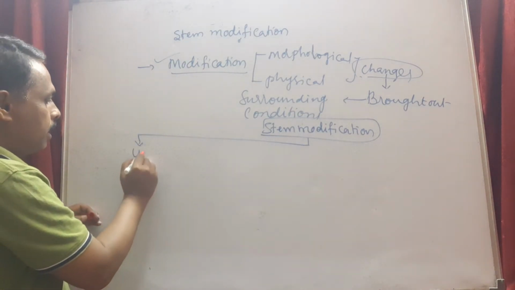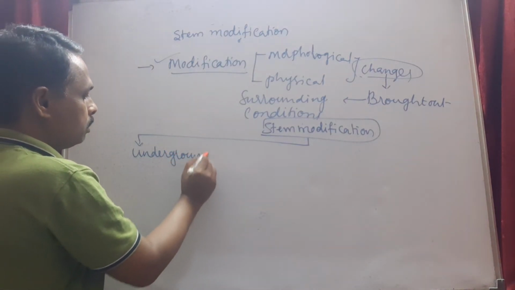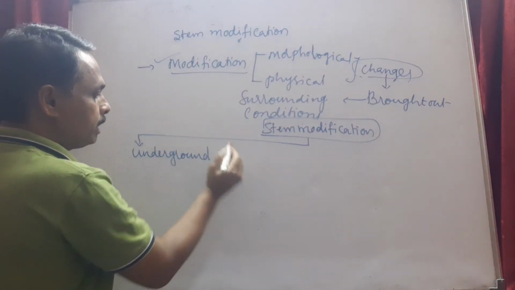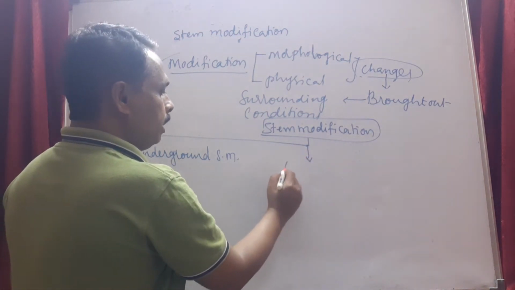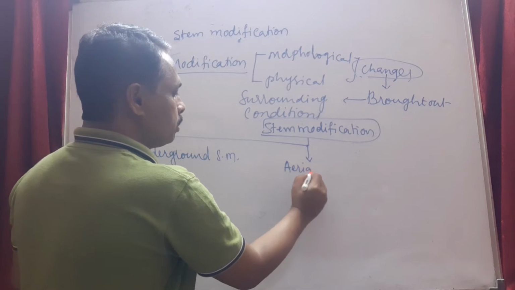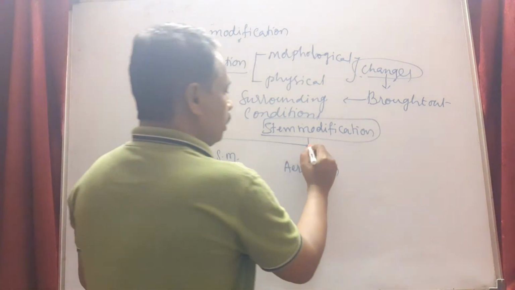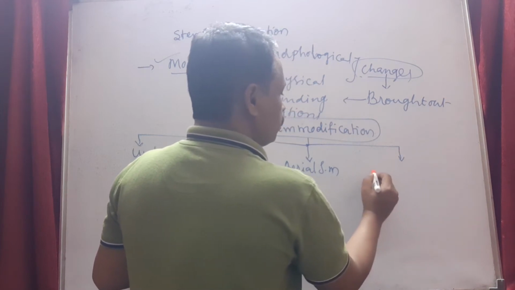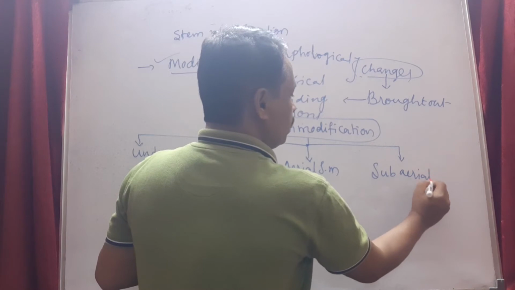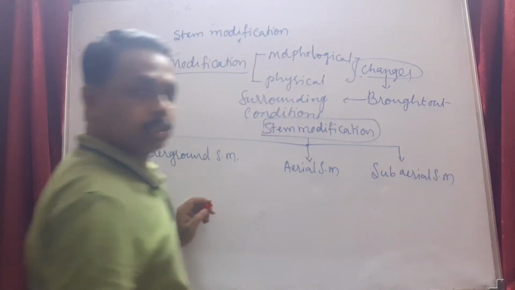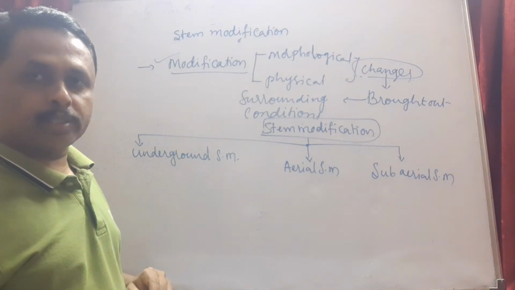One is underground stem modification, UGSM shortly. The next one will be aerial stem modification. The third one will be subaerial stem modification. So these are the three categories of stem modification.